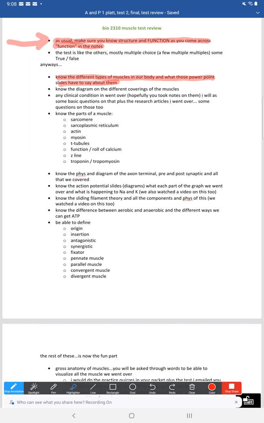That's part one. What are those? That's the structure, and then the function. What is the function of those three different types of muscles? Where do you find them? What do they do?